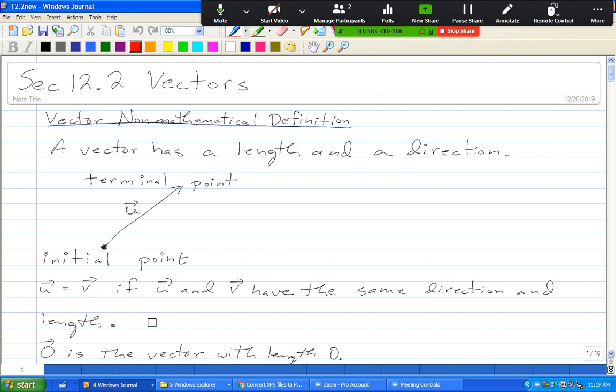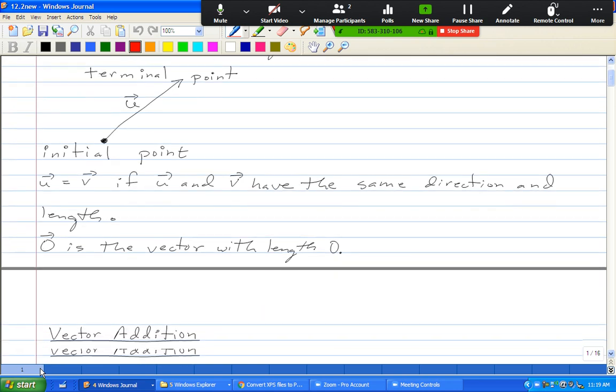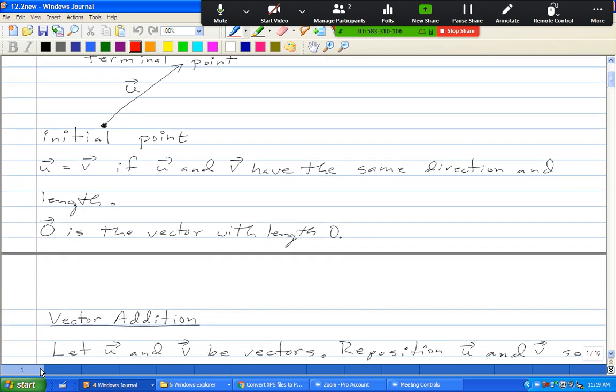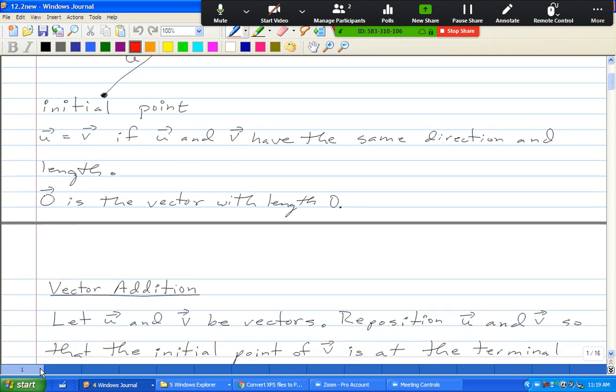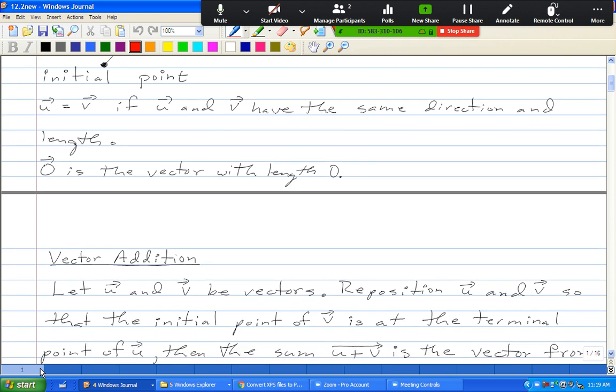I will denote by 0 with the little arrow the vector with length 0. It doesn't really have a direction, but it has a length, and the length of it will be 0. Let's define some operations on these vectors. The first concept that I'll talk about is vector addition. Let u and v be vectors. Reposition u and v so that the initial point of v is at the terminal point of u.